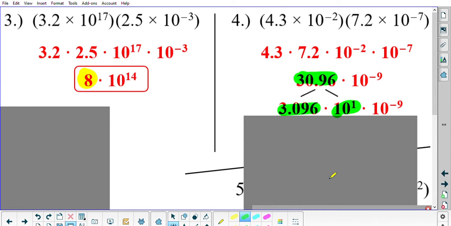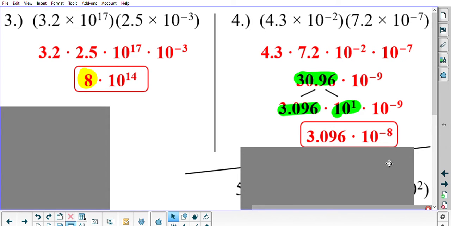And to do that, we then have to make that times 10 to the first power. Now, after we do that, we can take the 10 to the first times 10 to the negative 9th. Now, a positive plus a negative, you're going to subtract in your head. 1 plus negative 9 is negative 8. And so you're going to get 3.096 times 10 to the negative 8.